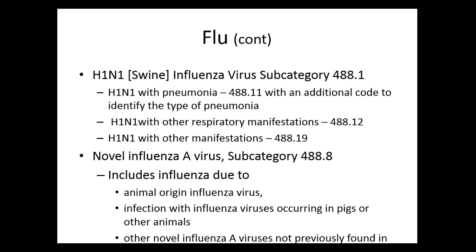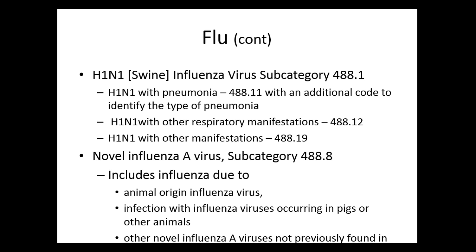Subcategory 488.1 is limited to influenza explicitly documented as being due to the novel 2009 or 2009 H1N1 virus. Codes from subcategory 488.1 should not be used with any other type of H1N1 influenza virus. Code 488.11 is used to report pneumonia with identified H1N1 influenza virus. An additional code is assigned for the pneumonia.